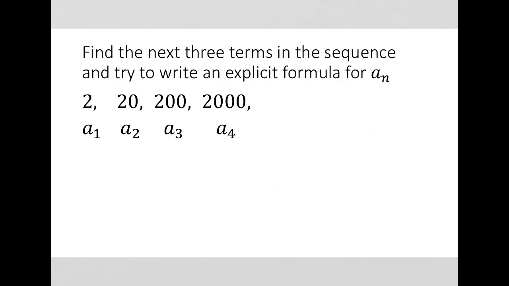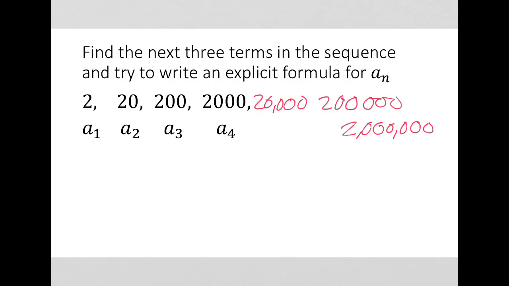Alright. Well, notice each time we're increasing by a power of 10. 2 times 10 is 20. 20 times 10 is 200. 200 times 10 is 2,000. 2,000 times 10 is 20,000. 20,000 times 10 is 200,000. And 200,000 times 10 is 2 million. And so we have our sequence here. We're increasing by a power of 10 each time.